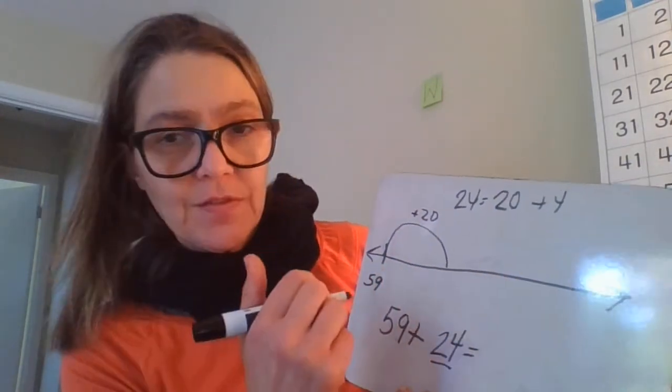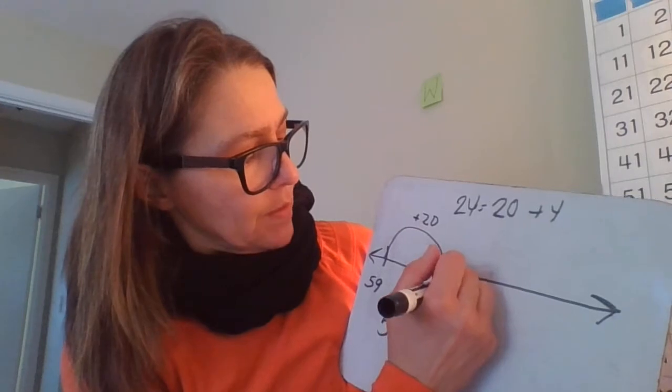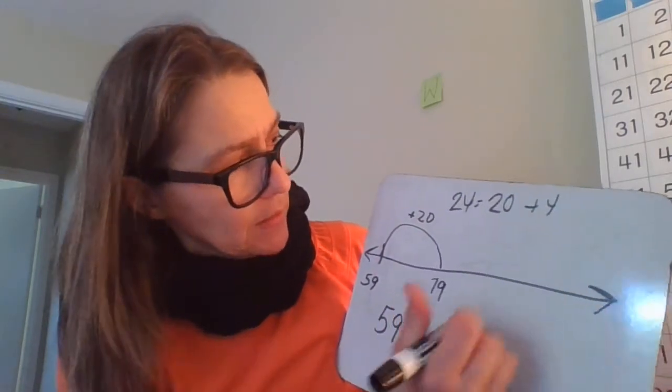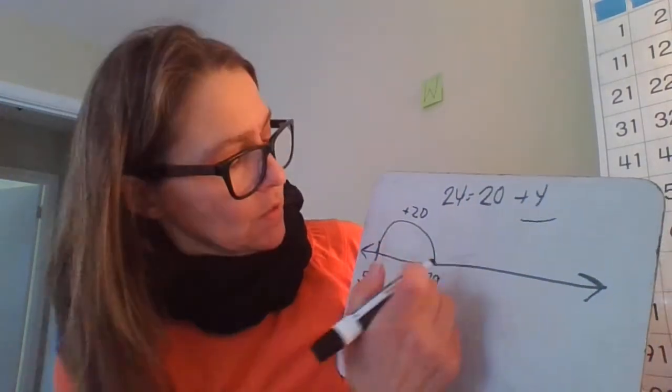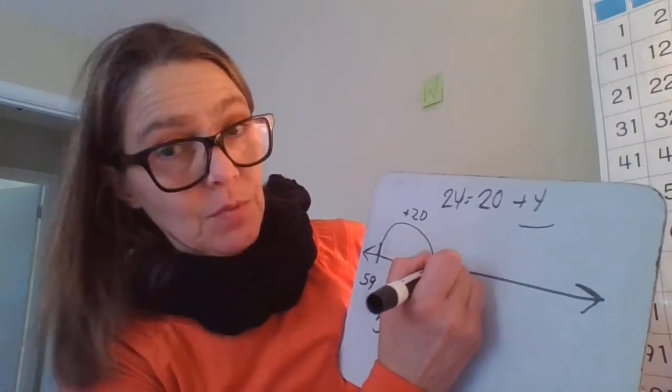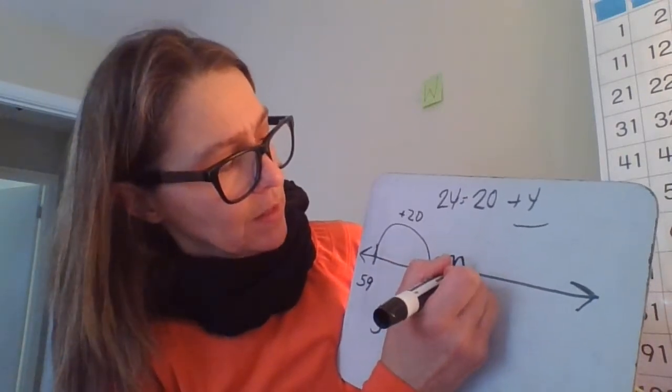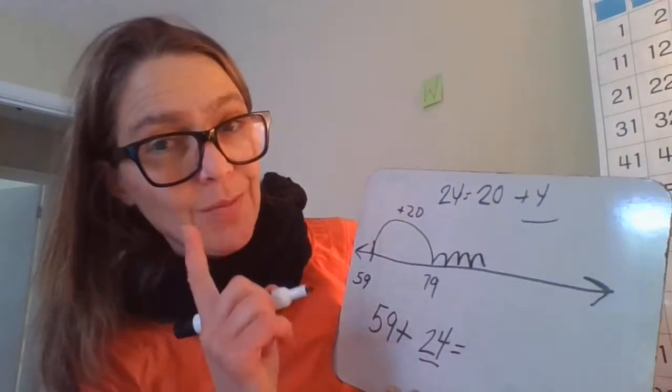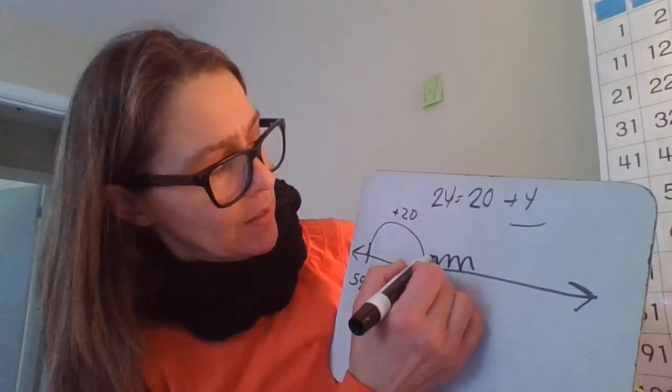Okay, and then I have 59, 69, 79, and I put 79 here. But then I still need to add my 4 ones. So 79, 80, that's 1, 82, 83, 84. So let me count and make sure that's right. 79, 1, 2, 3, 4. 79, 80, 81, 82, 83.